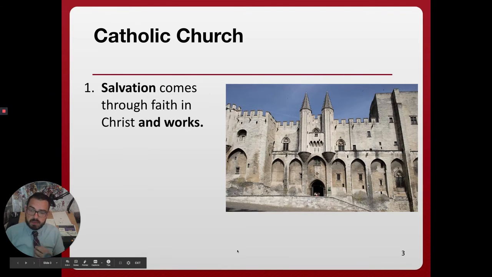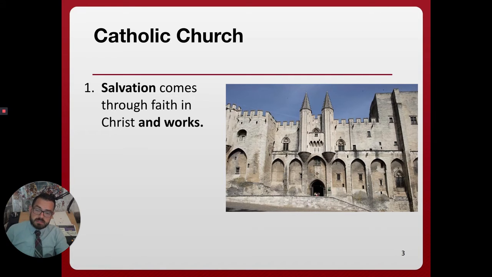I'm going to highlight about four things here that I want you to write down and keep in mind. First of all, Catholics emphasize that salvation comes through faith in Jesus Christ and works. Now, salvation, this root word here is save. Okay? How are you saved? And what are you saved from?